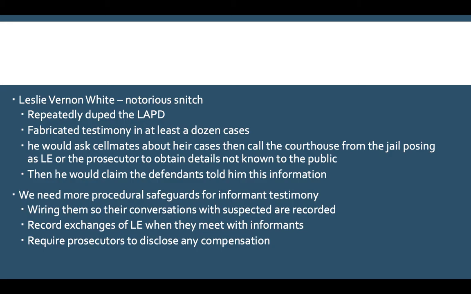So we need to have better procedural safeguards in place for informant testimony. We need to wire them so their conversations with suspects are recorded, record exchanges with law enforcement when they meet with informants, and require prosecutors to disclose any compensation.